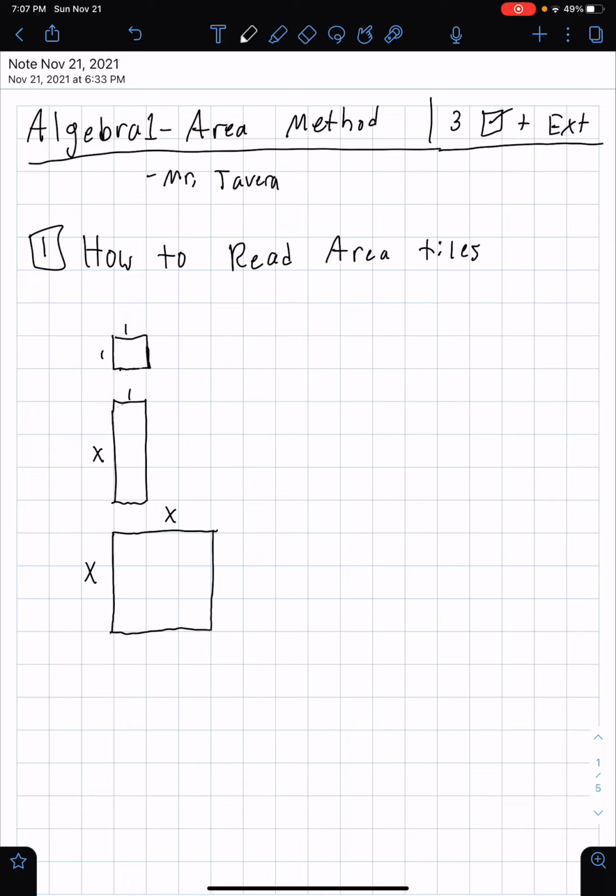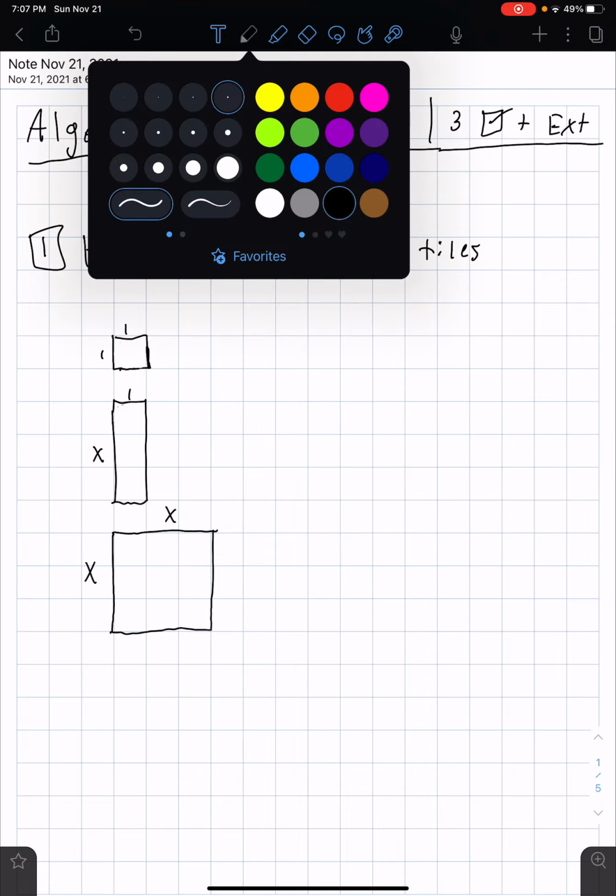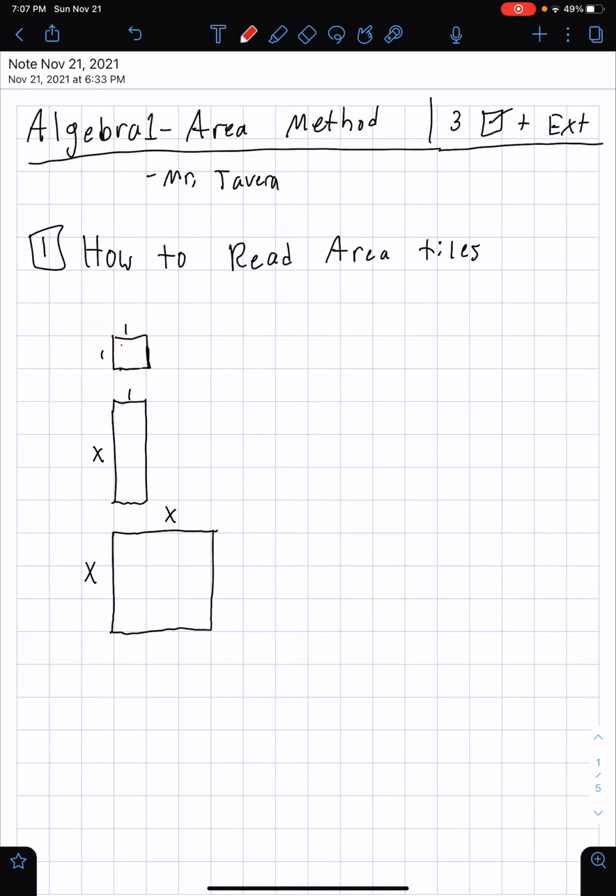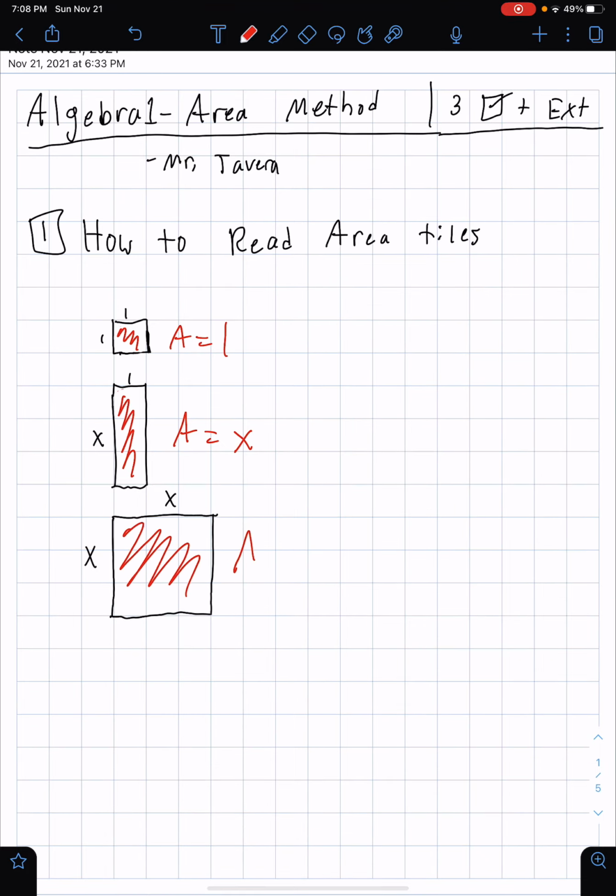So first, let's learn how to read area tiles. These tiles just have a certain amount of area in them, and to find that area we use the length and width and multiply them together. So in the first tile we have 1 times 1, so the area is equal to 1. In here we can see we have x times 1, so then the area is just equal to x. And lastly, we see that's x times x, so then our area will equal x squared. We use these 3 specific tiles to multiply the binomials together.